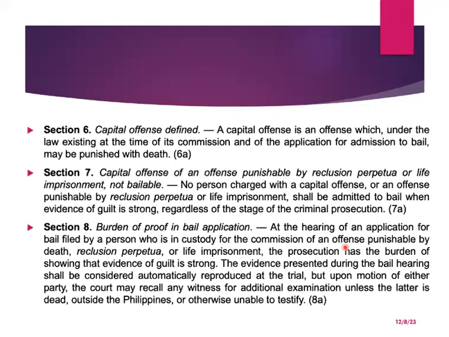Section 6 provides that a capital offense is an offense which, under the law existing at the time of its commission and of the application for admission to bail, may be punished with death. Okay, so capital offense or an offense punishable by reclusion perpetua or life imprisonment. Here, the rules provide that no person charged with a capital offense or an offense punishable by reclusion perpetua or life imprisonment should be admitted to bail when the evidence of guilt is strong, regardless of the stage of the criminal prosecution.